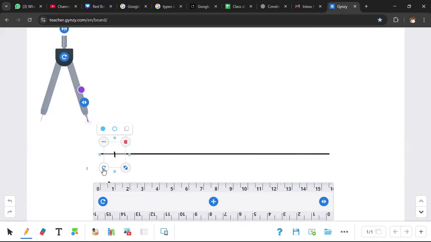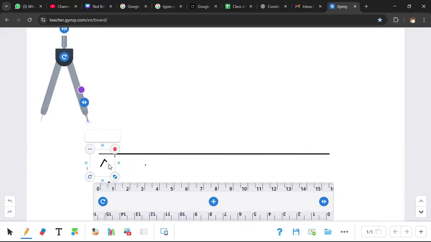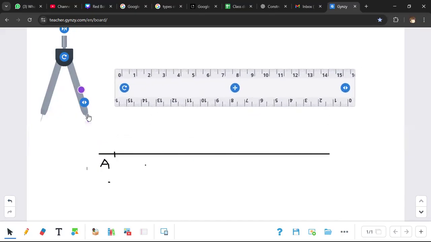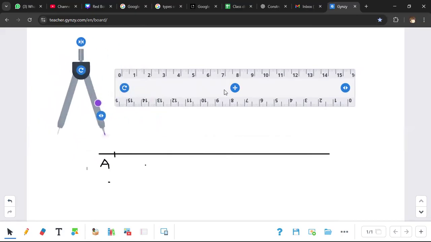So this is my A. Then what I have to do is place the pair of compasses on the ruler. So this is my ruler. I am going to place my compass on the ruler.